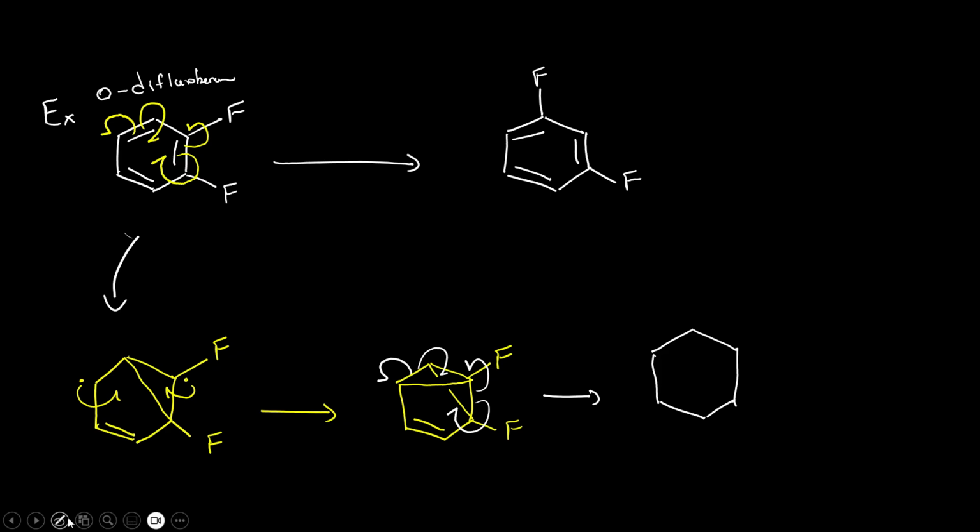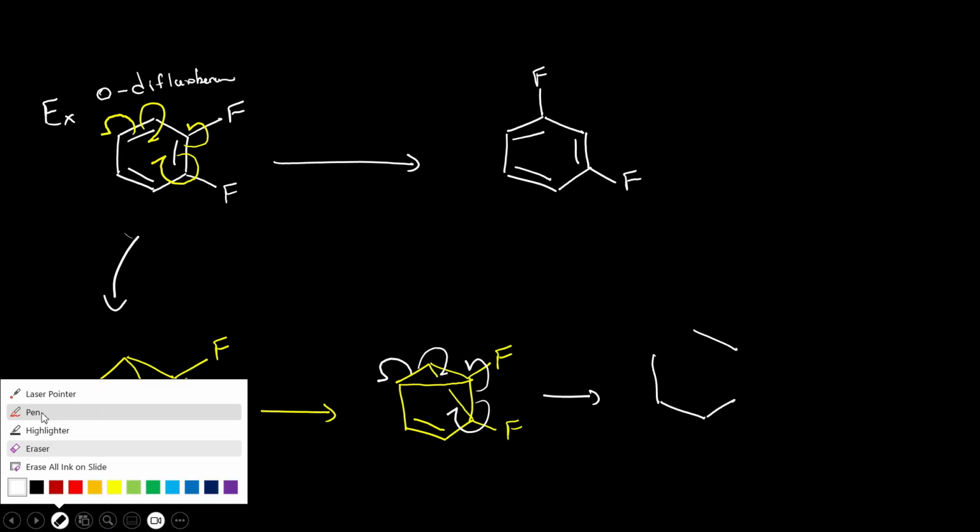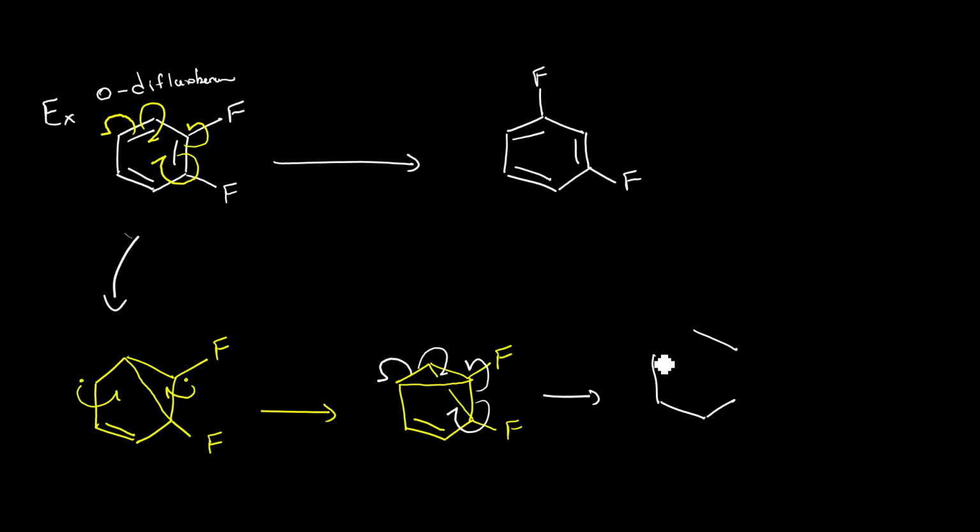Okay, now I'm going to erase these two bonds, right? Now we have a bond here and we have a bond here. Okay, and as you can see here, we have formed a double bond between this position and this position. So I'm going to draw the double bond, and we have two fluorines, we have two radicals.